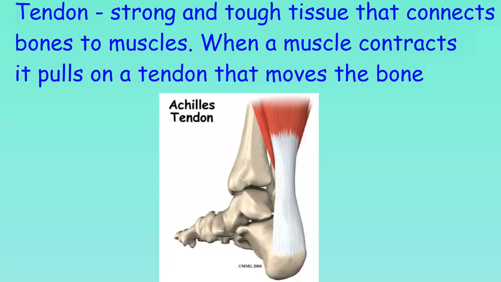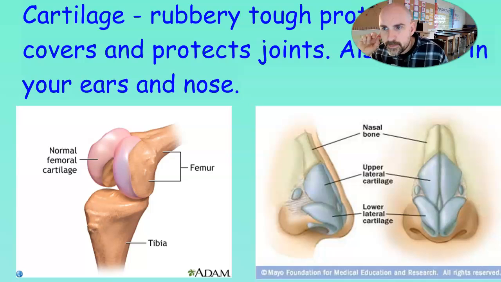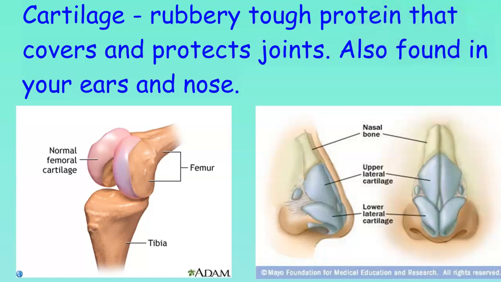But what about where two bones come together? Wouldn't there be some damage done? Of course. Rubbery tissue that protects and covers the joints is called cartilage. Notice the cartilage here in the knee to keep these two bones from rubbing together and wearing out. You also can find cartilage in places like your nose and the ears. That's cartilage.